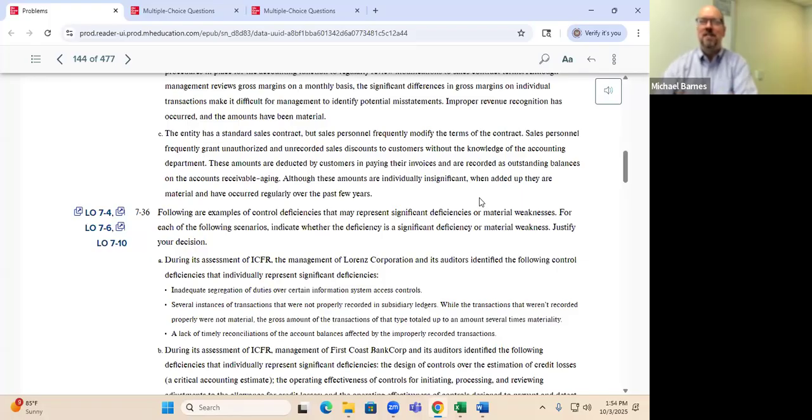So how many people think this is a significant deficiency? How many people think this is a material weakness? I'm going to agree with you all. I think this is a material weakness. In aggregate, I think this is a problem. Even if we're talking about individual transactions not being significant, the aggregate is going to be problematic. And the fact that it occurs fairly frequently is just icing on the cake.